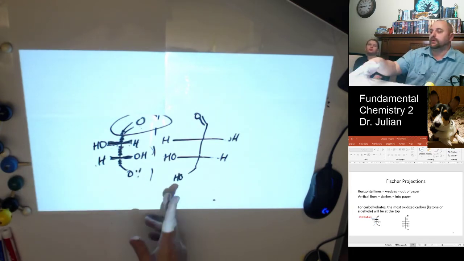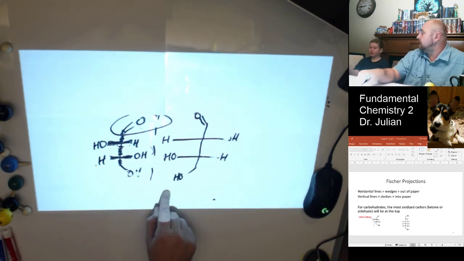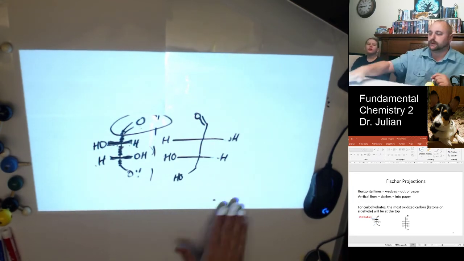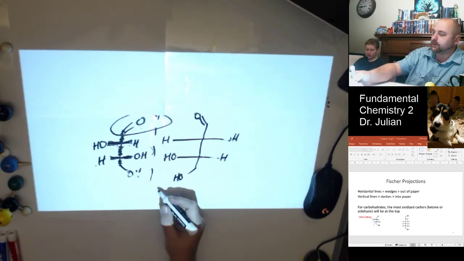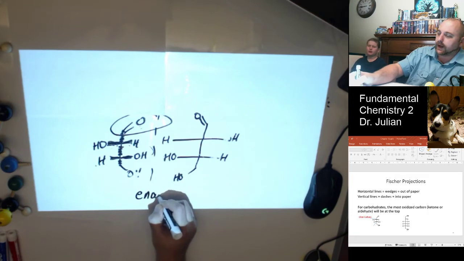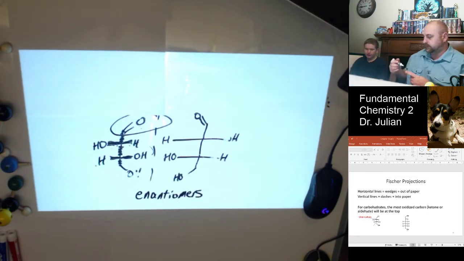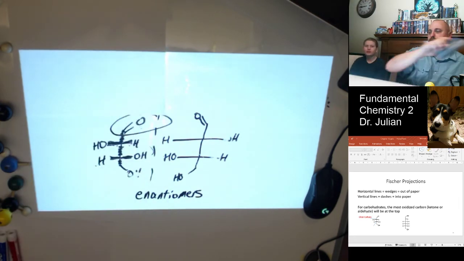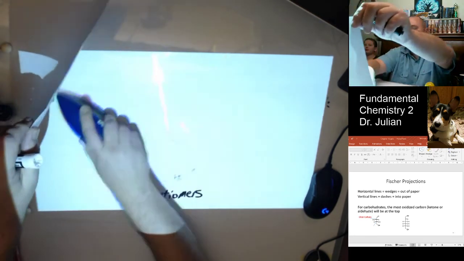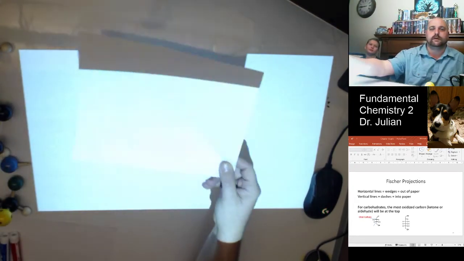So when we have mirror images here, it's easier. They're non-superimposable. Do you remember what that word was? Things that are not superimposable and are mirror images are enantiomers. Enantiomers. Fancy words. Don't worry, everybody's going to have to study those. These drawings can be a little bit tough.